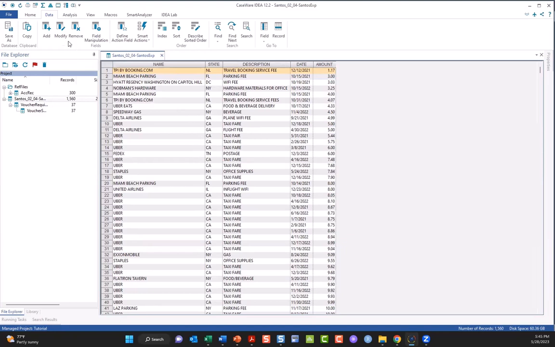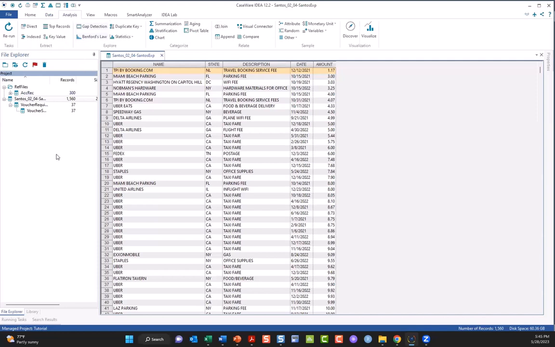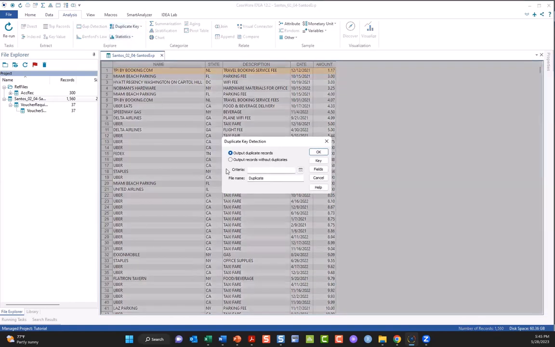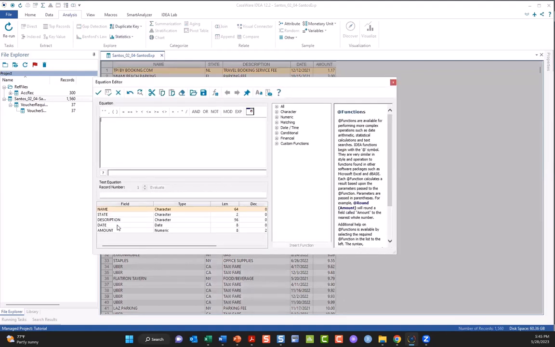And here we're going to go to analysis. And I did practice this before, but let's go duplicate key detection. There we go. Output duplicate records. We'll take all the fields here. Criteria. We are going to go where amount, I want the large amounts. You think we should go amounts greater than or equal to 75? We'll make it amount greater than or equal to 75.